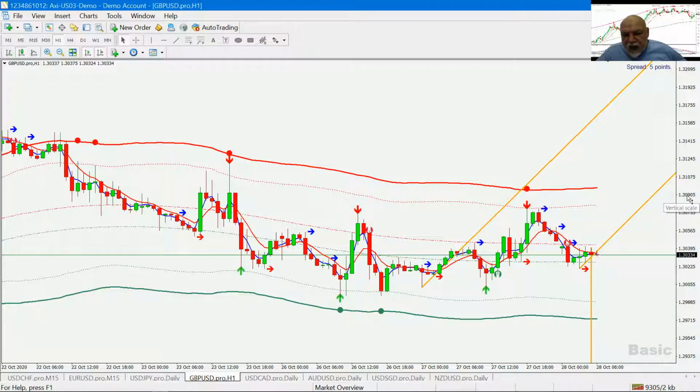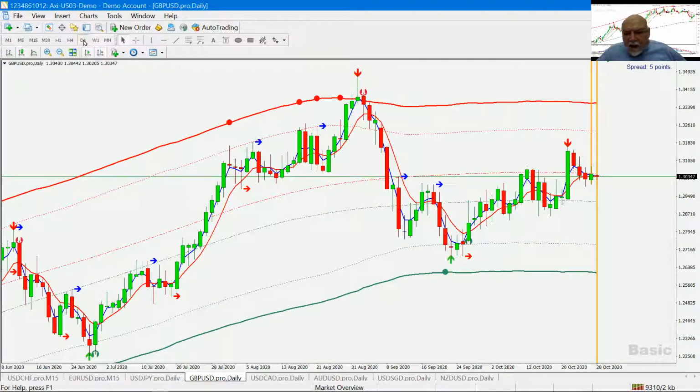Pretty much flat, and daily, not much. We're in the middle of a channel here, so it looks like we might be able to take a trade down to this level. That would be about 100 pips to the downside.